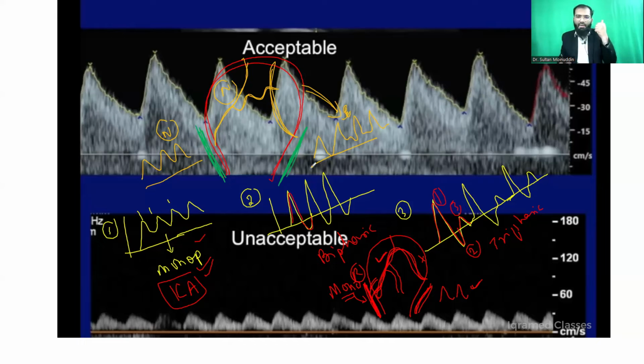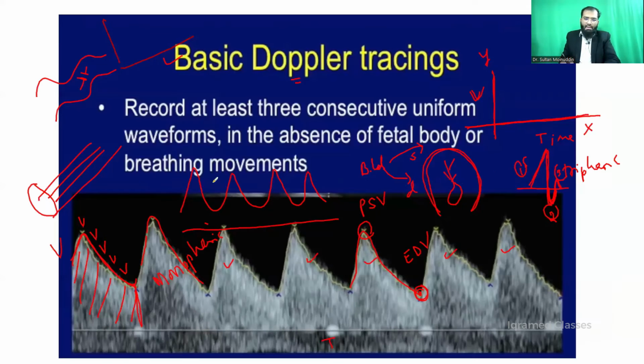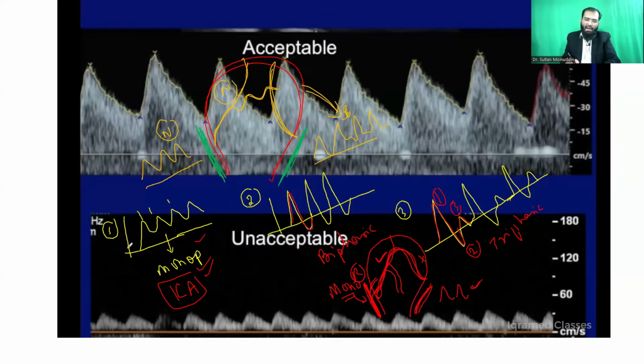Now let's move ahead with this. So these are a few important things. This is the Doppler tracing. When you trace a Doppler, your screen should have at least 6 waves, not more than that. Because if you take more than that, you see that the quality of the waveform in the measurement goes down.